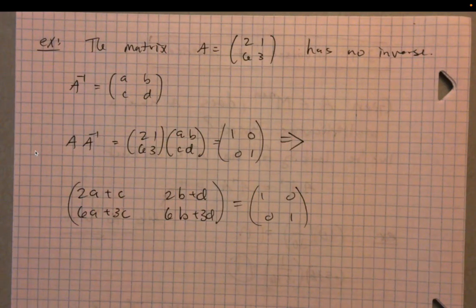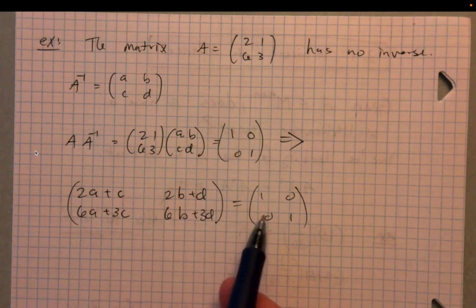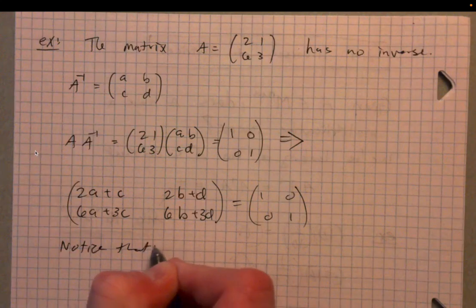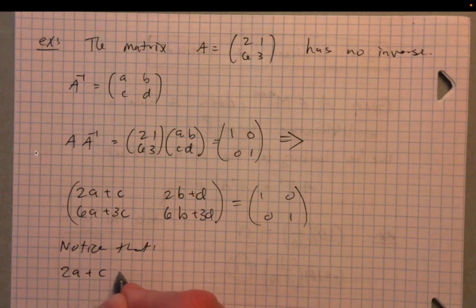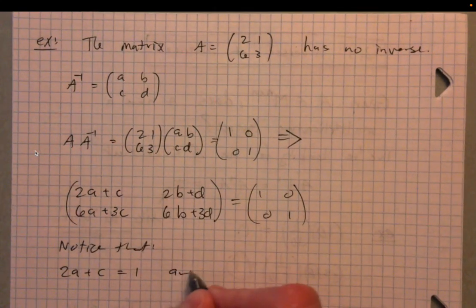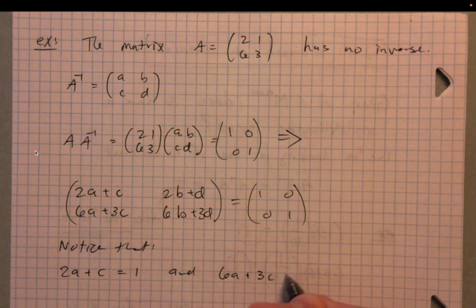Okay. Now, when you look at this, it may or may not be obvious what the problem is, but let's draw it out here. Consider this: 2A plus C equals 1. And also notice that 6A plus 3C equals 0. But this is obviously not possible, right? There's no such A and C. This is contradictory.